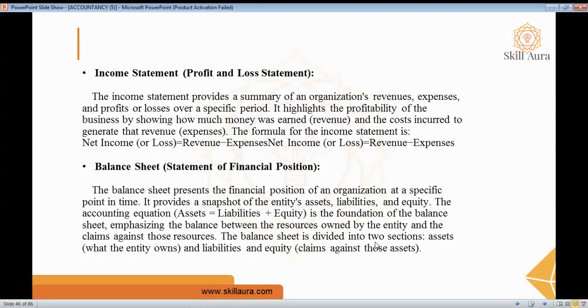It is the foundation for the balance sheet, and here it balances the resources owned by the entity and claims against those resources. It is divided into two main sections, with liabilities and equity on one side and assets on the other side. Here the asset is what the company owns, the liability is the company's debts and obligations, and the equity is how much stake a person has in a company.